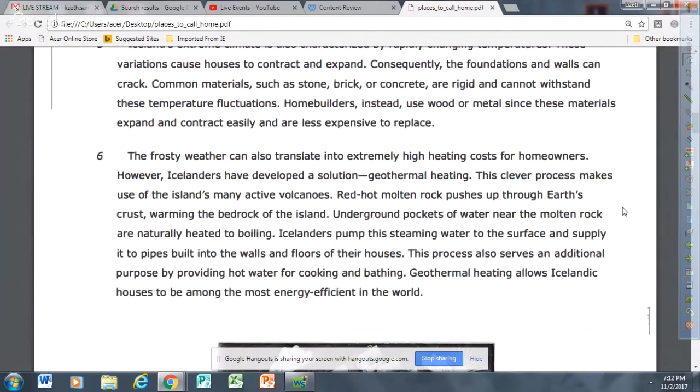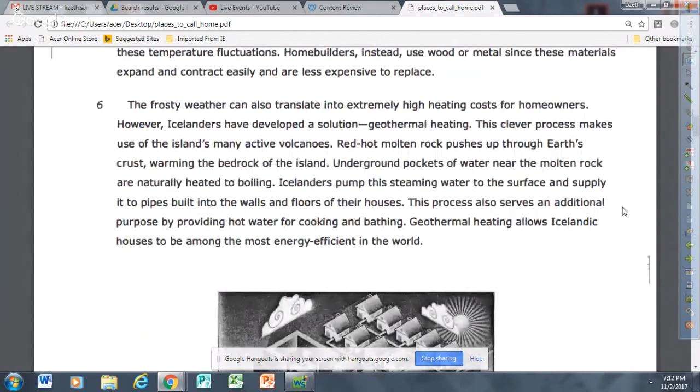Okay, still hasn't really explained a little bit about the heated home. So let's see this next paragraph. The frosty weather can also translate into extremely high heating costs for homeowners. So think about it. Think about having your AC run all the time. Well, this is the heater. The heater is running ongoing in Iceland. However, Icelanders have developed a solution. So here's their solution.